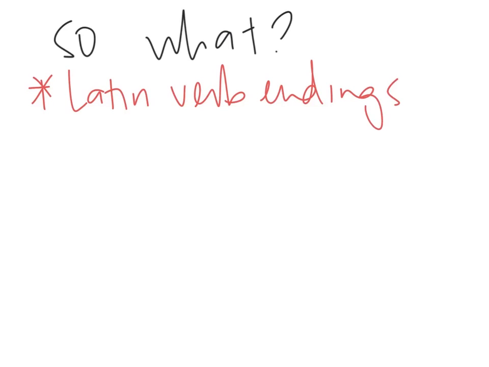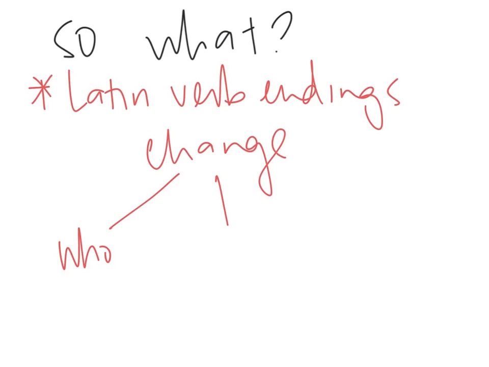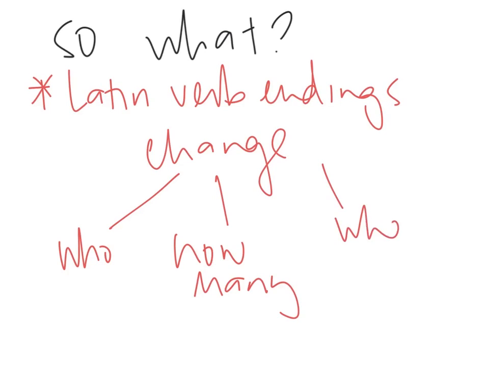So the takeaways I want you to have from this tutorial are, firstly, that Latin verb endings change, which of course we know now, and we need to know why they change. So firstly, for who is doing them, secondly, how many people are doing them, and thirdly, when they are being done. We also need to know what those endings are, so that you can connect the endings with their meaning. Hopefully this has helped, and now you can have a go at some examples. Good luck!